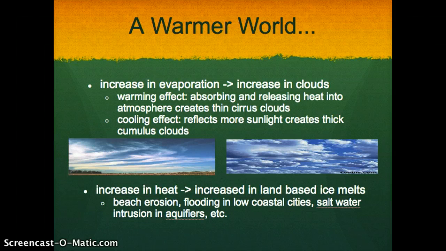An increase in heat leads to an increase in land-based ice melts, which happens on the beach and anywhere where there's water. Yeah, and some of the effects include beach erosion, flooding in low coastal cities, saltwater intrusion into aquifers, etc. So, our world is basically in a stage of warming right now, and these are just some of the effects of it.